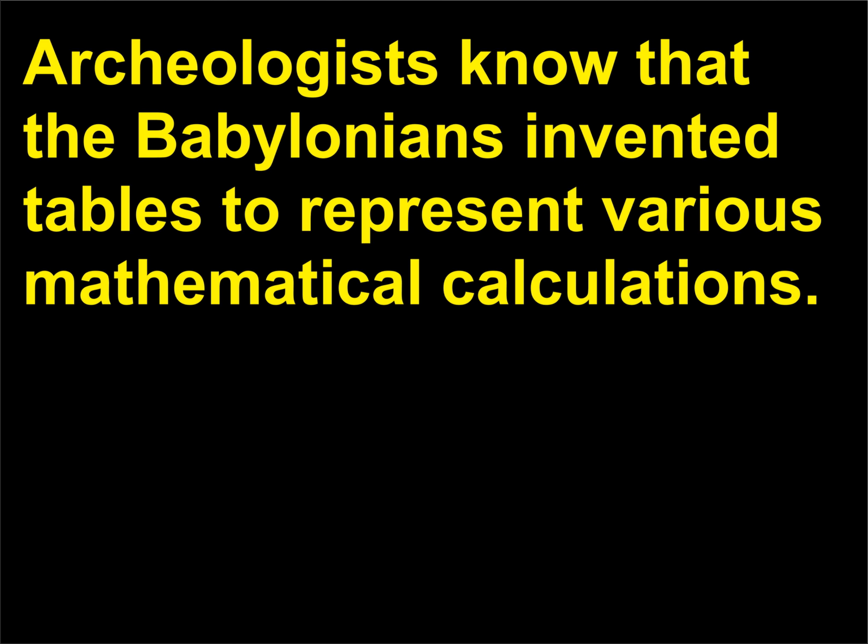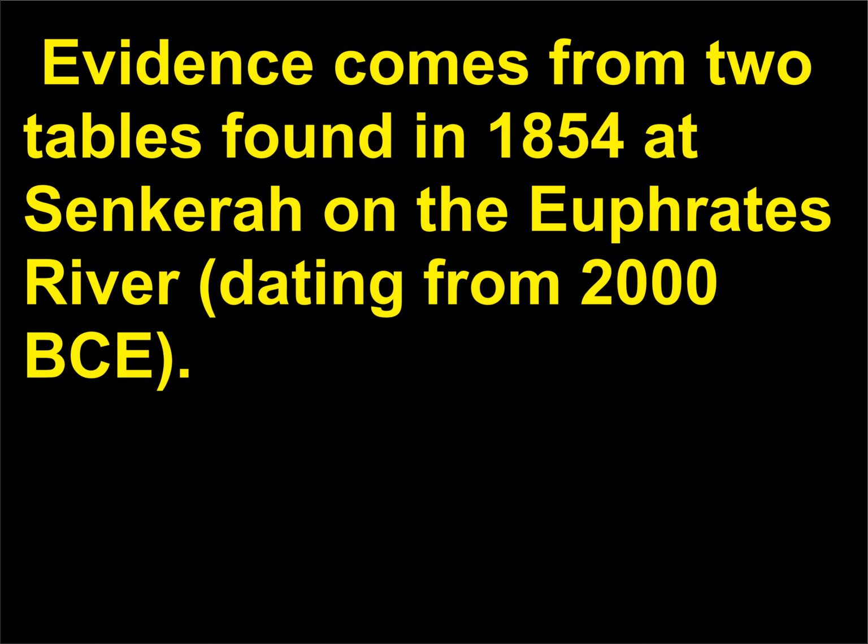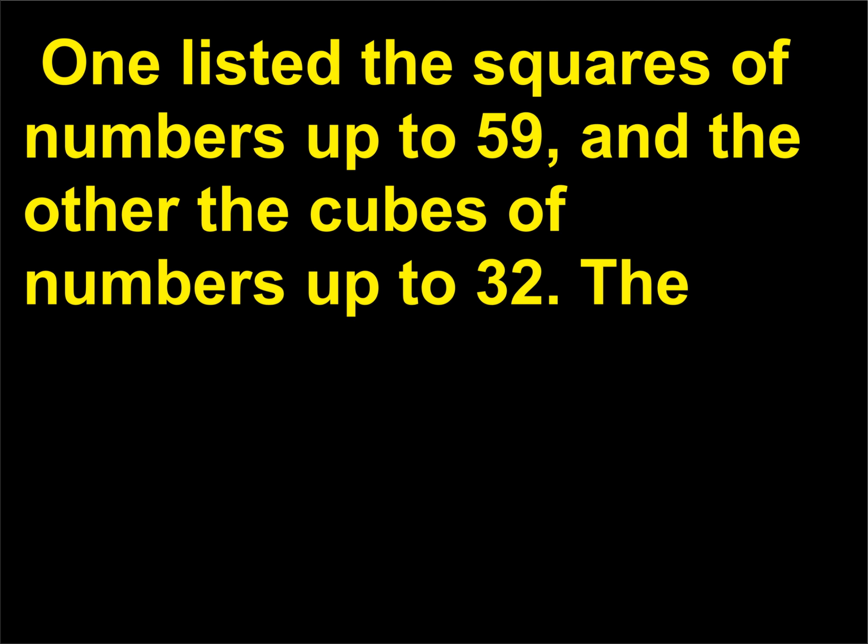Archaeologists know that the Babylonians invented tables to represent various mathematical calculations. Evidence comes from 2 tables found in 1854 at Sankara on the Euphrates River, dating from 2000 BCE. One listed the squares of numbers up to 59, and the other the cubes of numbers up to 32.